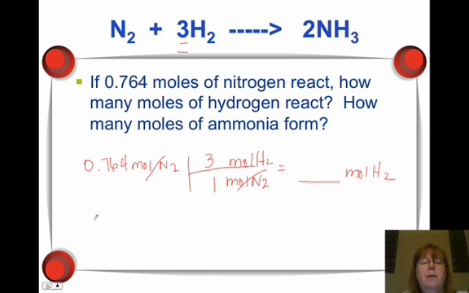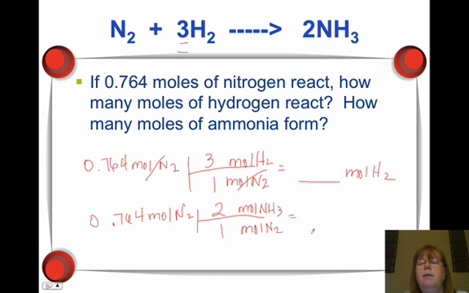And then they want to know how many moles of ammonia form. All right, so here we go. 0.764 moles of nitrogen. We want moles of ammonia, so that goes on the top. And moles of what was given, the nitrogen, goes on the bottom. And this mole to mole ratio is our coefficients in the balanced equation. And so ammonia has a coefficient of 2, and nitrogen has a coefficient of 1. 0.764 times 2 will give us our answer. So do that on your calculator if you need to, and you will get moles of ammonia.